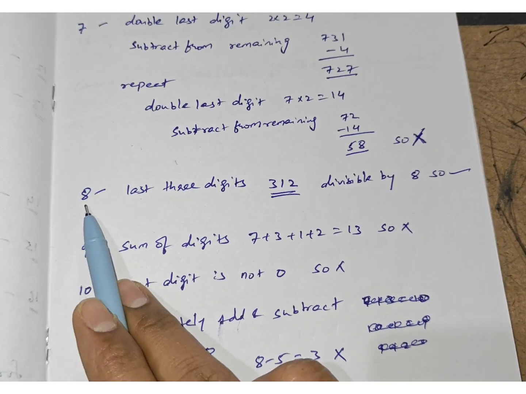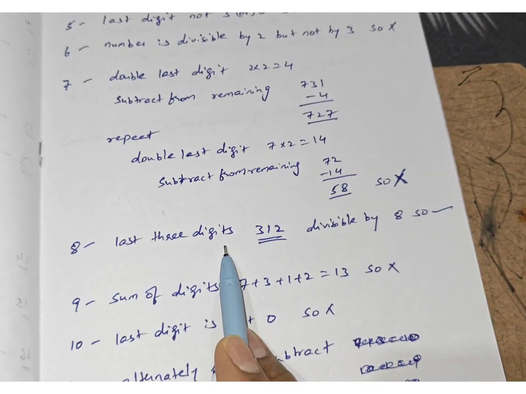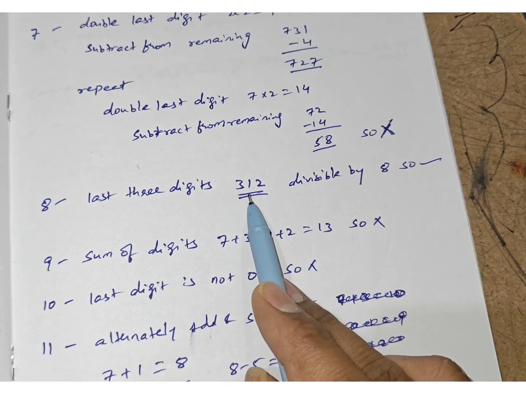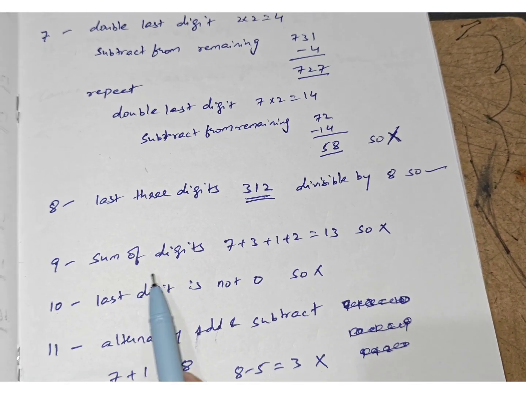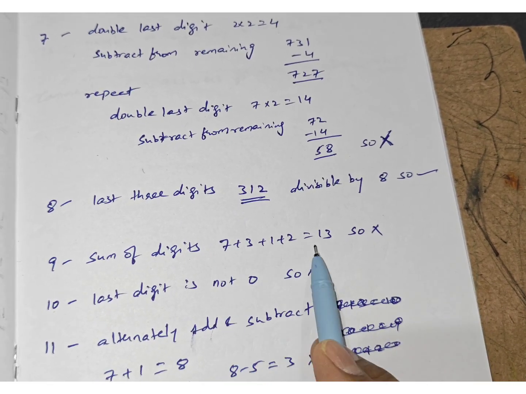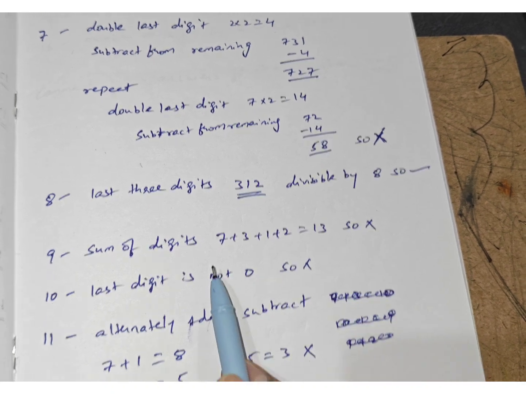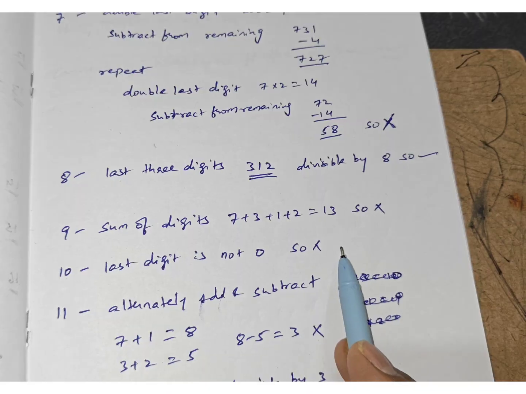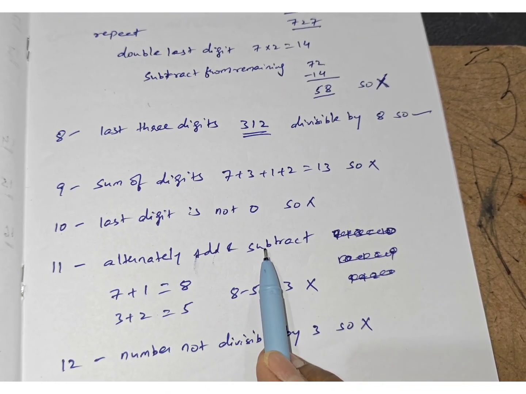For the divisibility rule of 8, the last three digits, here in the case of 7312, 312 should be divisible by 8, and here it is divisible by 8, so the number is divisible by 8. For 9, the sum of the digits should be divisible by 9, and here it is not. 13 is not divisible by 9, so it is not the case. And for 10 the last digit should be 0, and here it is not the case, so it is not divisible.